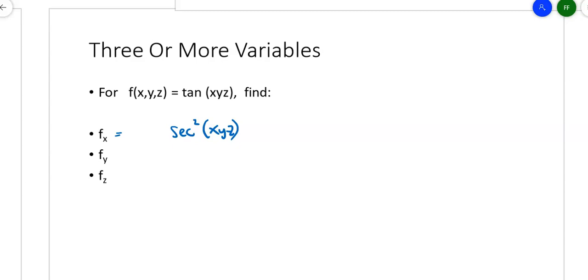Well, the derivative of the inside with respect to x is just the yz. The derivative of the inside with respect to y is just xz. And then the derivative of the inside with respect to z is just xy. All right, so we can do it with 3 or more variables also.